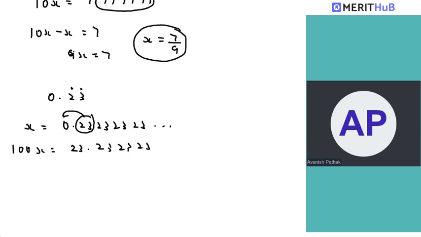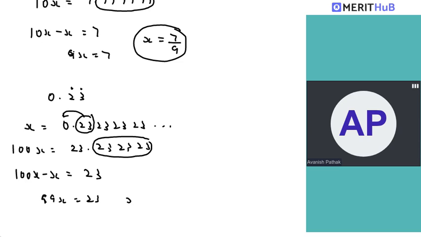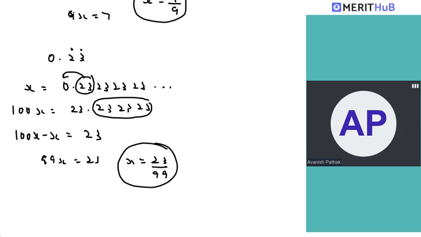Now, if again I subtract, I get 100x minus x, and that equals 23, because again the part after the decimal nullifies. So that means we got 99x equals 23, and x equals 23 by 99. So that's how we convert it into the fraction part. This is very important, students. You should understand and practice this part very nicely.